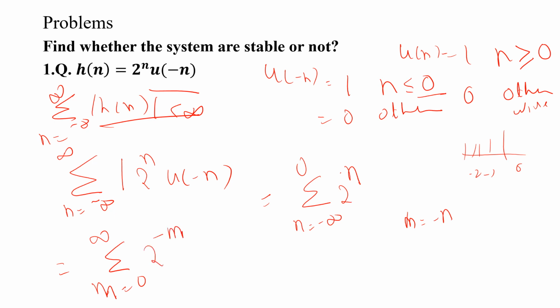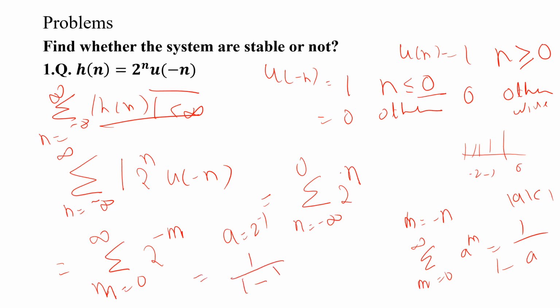So we know that the summation of m equal to 0 to infinity of a to the power m is 1 by 1 minus a, under the condition that mod a should be less than 1. Here, what is 2 to the power minus 1? Here a is 2 inverse, so it is 1 by 2, which is less than 1. So it is equal to 1 by 1 minus 1 by 2. What is 1 minus half? It is half. So it is 2. So you are getting a finite value, not infinite, so it is called stable.